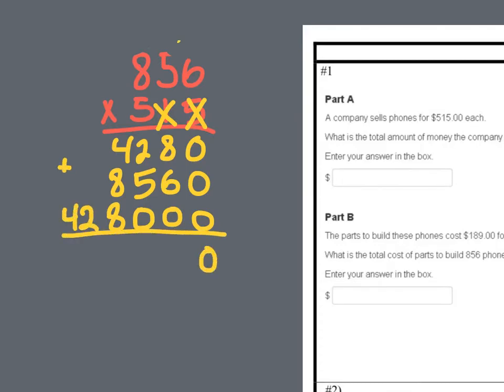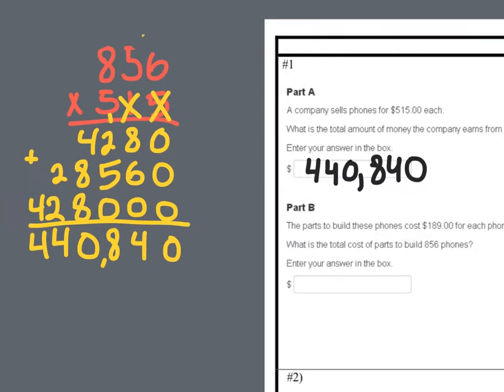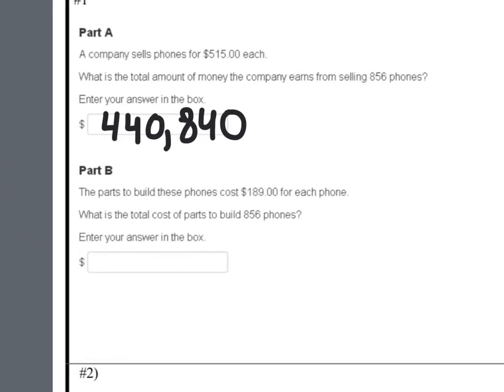0, 0, 0 is 0. 8 plus 6 is going to be 14, carry the 1. 1 plus 2 makes 3. 3 plus 5 makes 8. The 8 plus 8 makes 16. Add 4 makes 20, carry the 2. 2 and 2 makes 4, and 4 is by itself. So we know that the total money is $440,840.